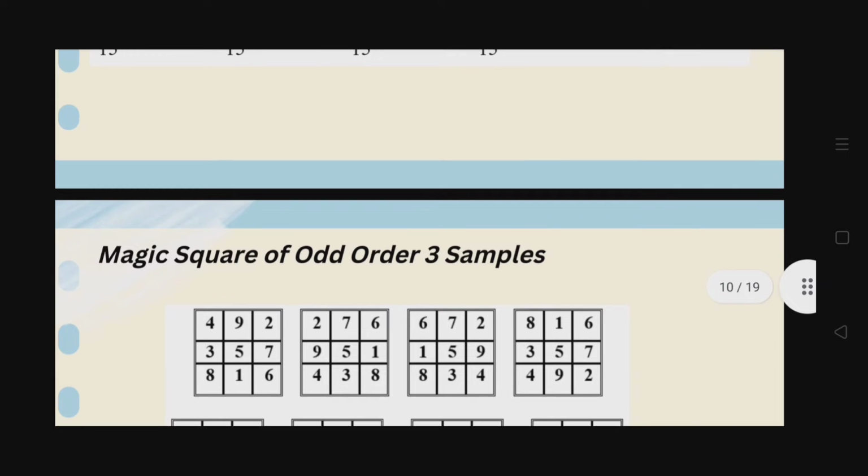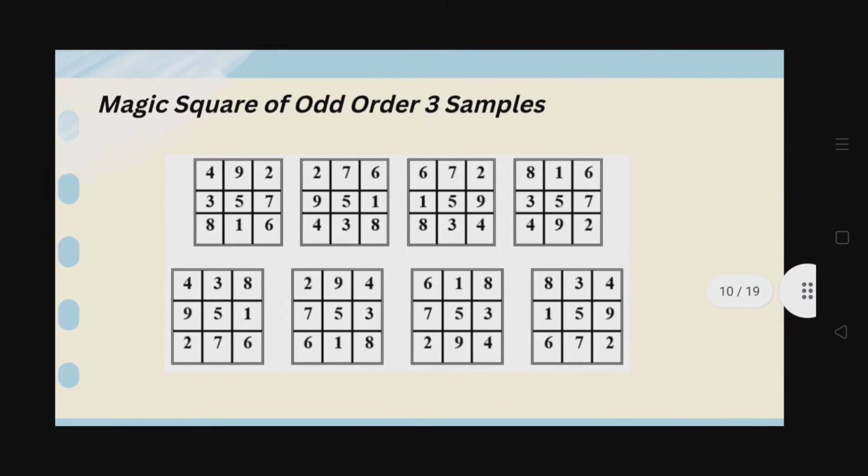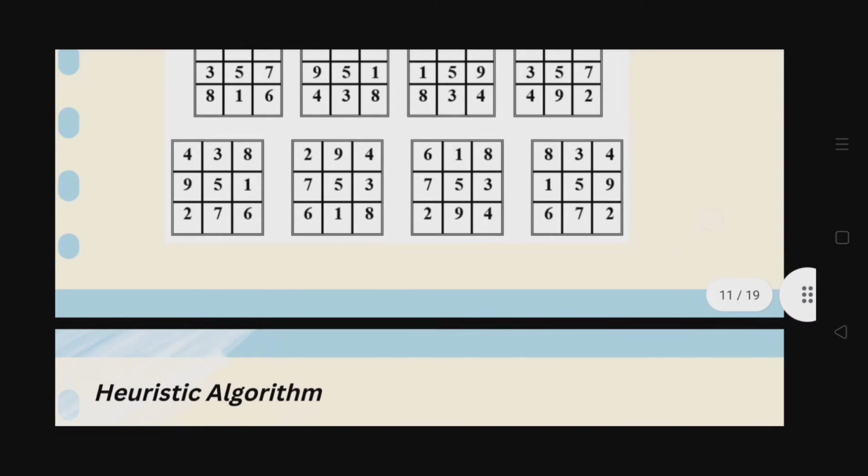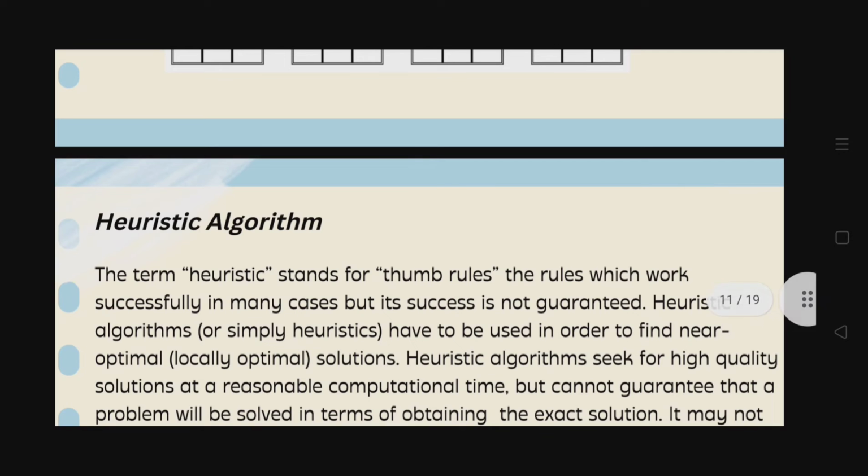Now, here are other examples of magic squares of odd order 3. So it is really exactly 15, right? 4, 9, 2, so 15. Okay. Now, let's proceed to the algorithm.